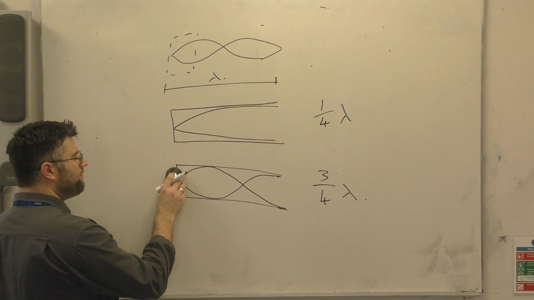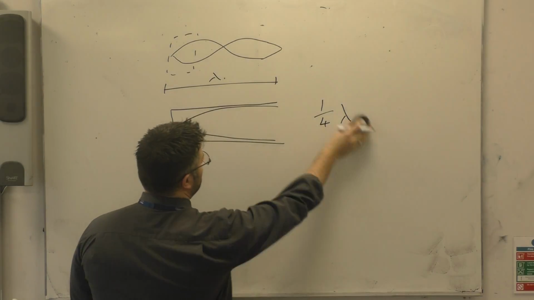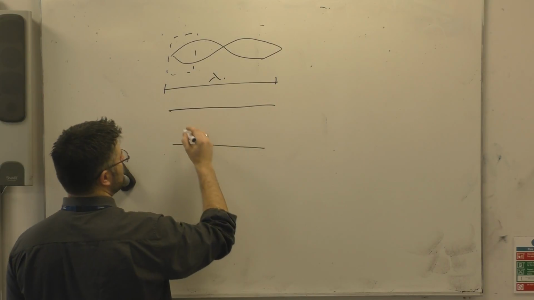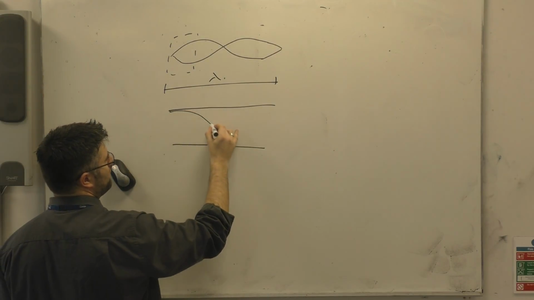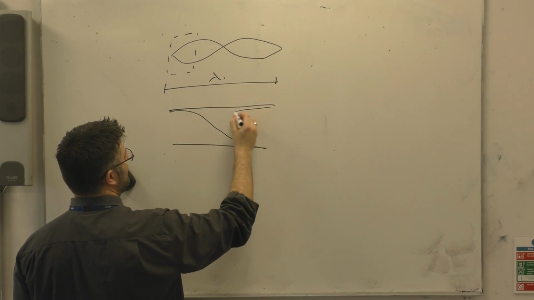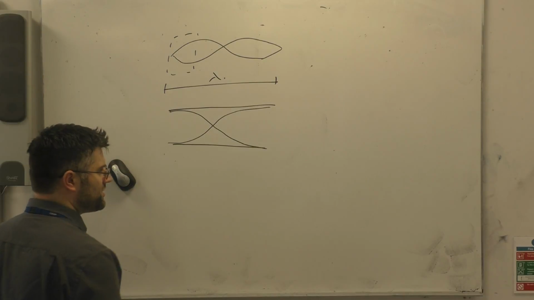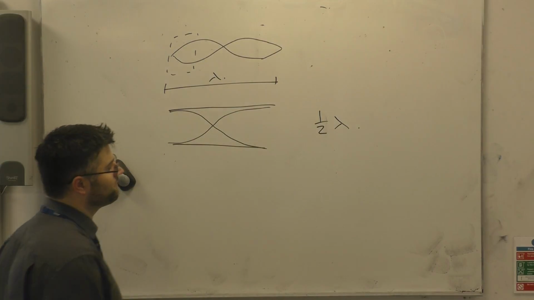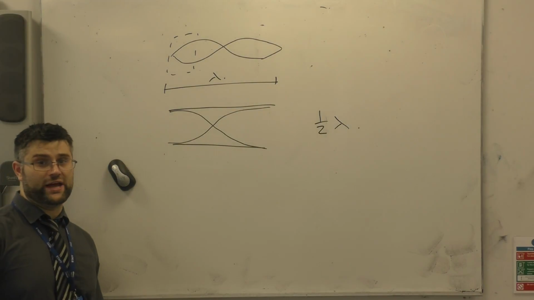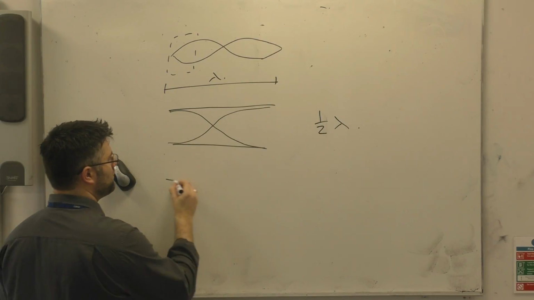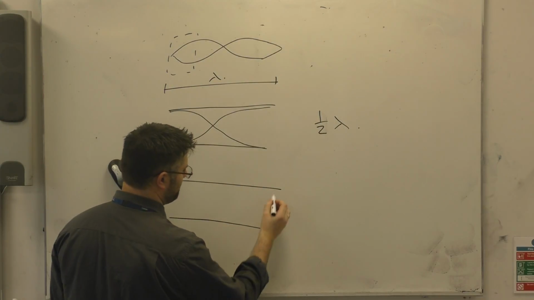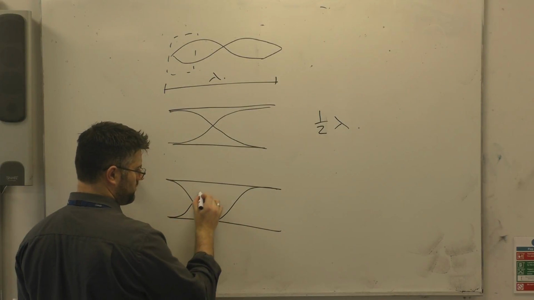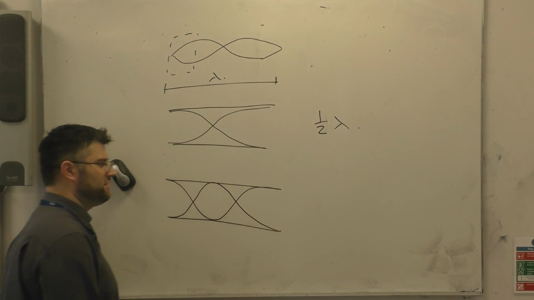Also, what can happen is if we have an open-ended pipe, an open-ended pipe does something slightly different again. Instead of having a node at one end, we get antinodes at both ends. And so in this case, we have a proportion of half lambda, and multiples thereof, so it gets a little bit more challenging. Like that.